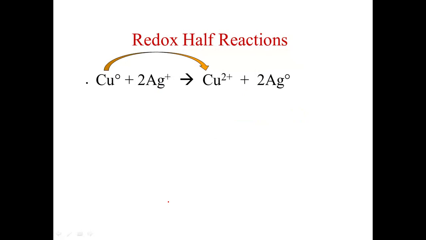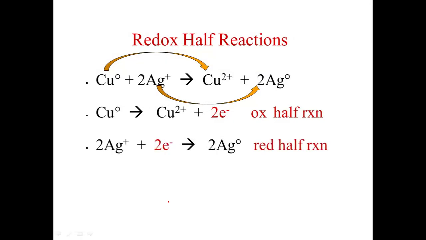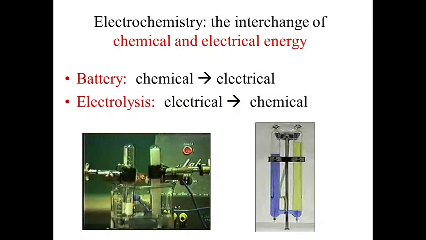Copper is oxidized and silver is reduced. So you would have to make sure that you multiplied the silver to get those 2 electrons, to cancel out the electrons. The electrons lost by one reaction are gained by the other.